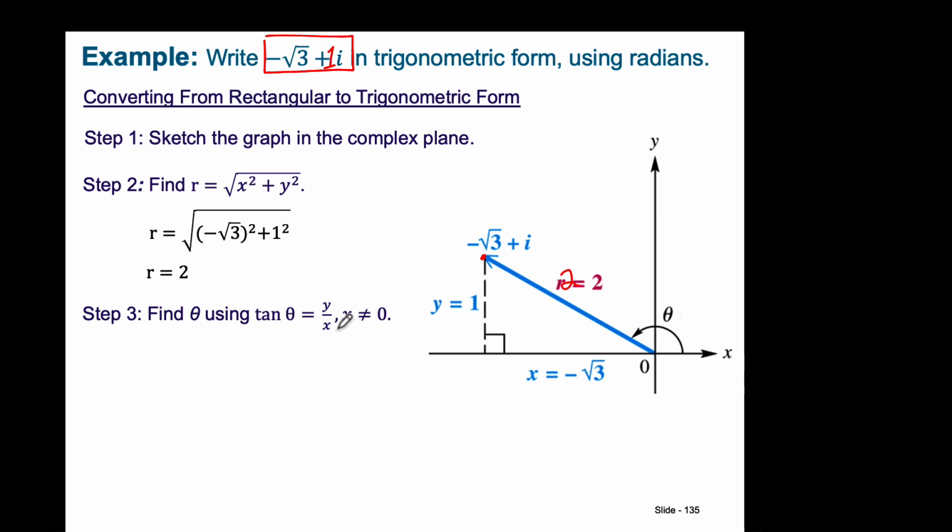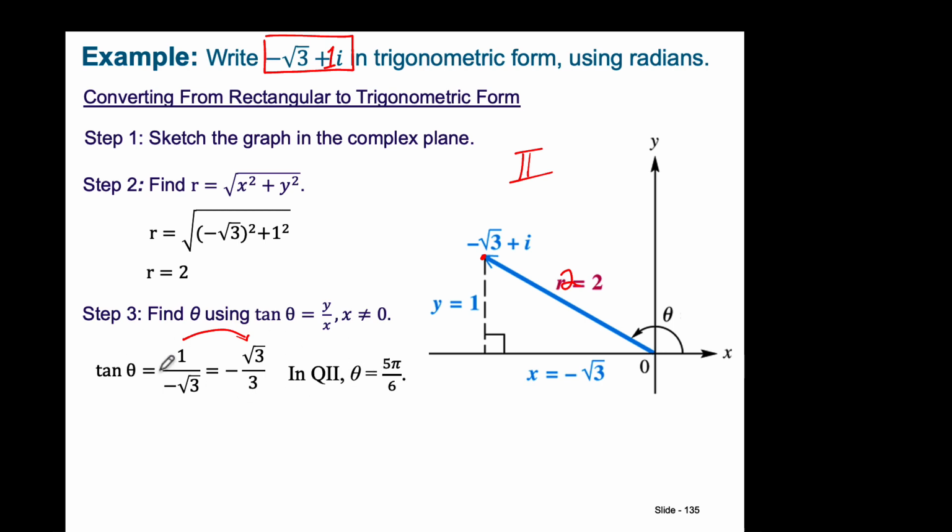Step 3, we need to find theta. So we're going to find theta using tangent of theta being equal to y over x. Y we know is 1. X we know is negative radical 3. So we're going to do tangent of theta equals 1 over negative radical 3. Just rationalizing the denominator, that's all that happened from here to here. We're in quadrant 2. That's noteworthy because that's going to help us with our sign, and that would lead us to theta. So tangent of theta, 5 pi over 6, gets us negative radical 3 over 3.